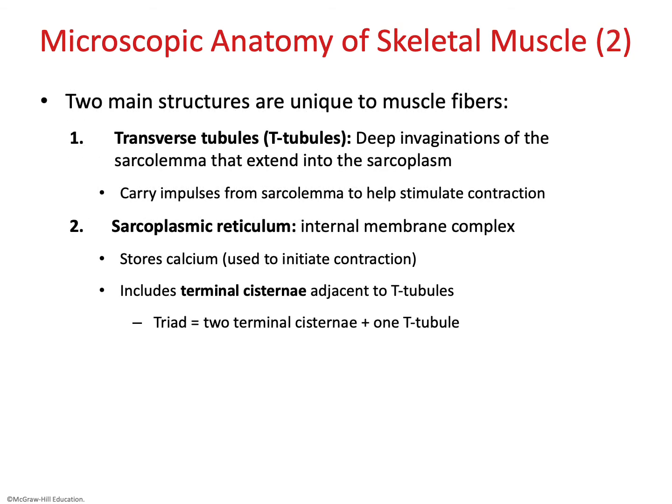If we take a look at two other main structures that are unique only to muscle fibers which help with their functions, the T tubules are deep invaginations of the sarcolemma that extend into the sarcoplasm, and then the sarcoplasmic reticulum is this internal membrane complex that actually stores calcium. And calcium is incredibly important for initiating muscle contraction, which you'll learn all about in physiology, and we're only going to touch on here.